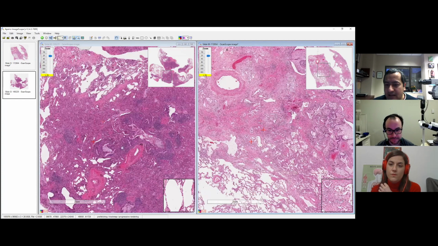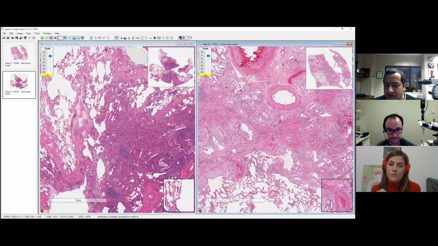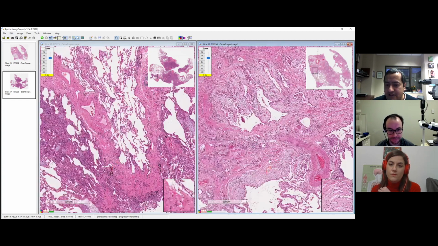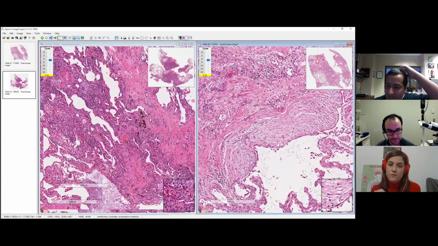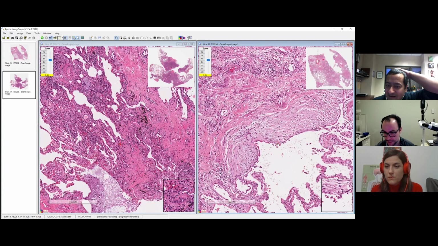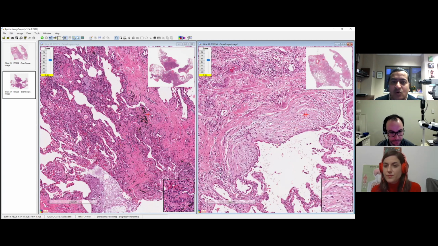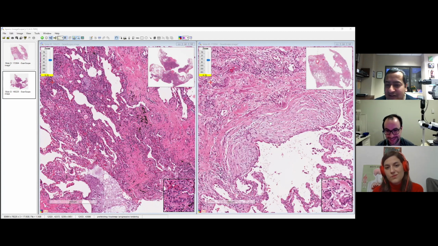So now let's go to the high mag and go to this so-called fibroblast plug and the fibroblast focus. All right, so let's see. We'll pick out a focus here. Do you guys see the focus clearly? Matt and Irene? I do, yeah. Yes, I do. So this is the so-called fibroblast focus of UIP. Let me let you guys talk about it, and I'll add what I can after.